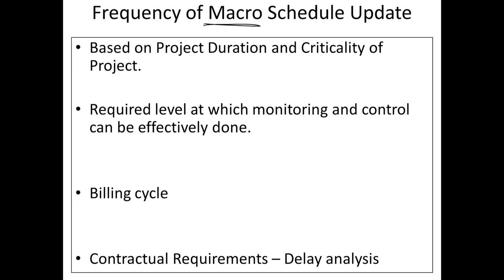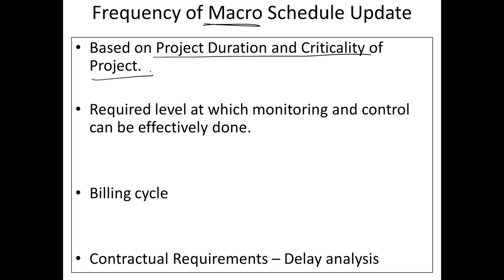So, a lot of times we will see that macro schedules are updated based on the need for the project duration and the criticality of the project. Okay, so you can have a project duration of several years, in which case even a weekly update might not be necessary. It might be a bi-weekly or a monthly update. Depends on the criticality of the project.